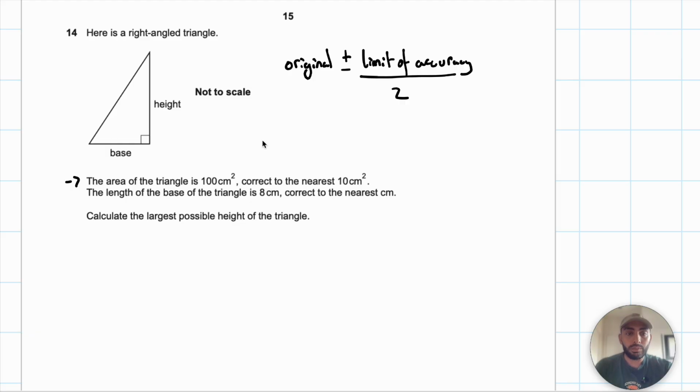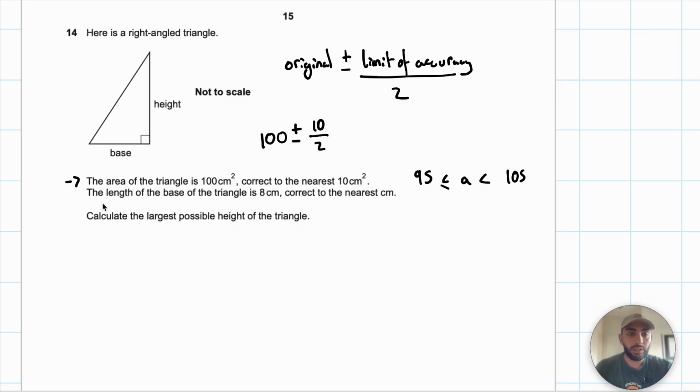In this one, I'm starting off with 100, I'm plus and minusing 10 divided by 2, because it's been rounded to the nearest 10. So 100 take away 10 divided by 2, which is 5, would give me 95, that would be my lower bound, and the upper bound would be 100 plus 5, that's 105. And you can write it as the area is more than or equal to 95, or it's less than 105.